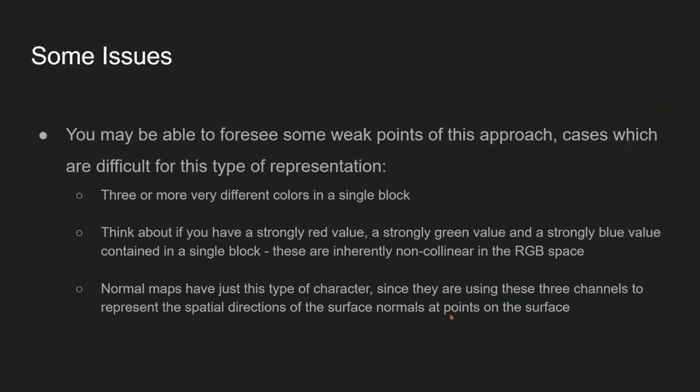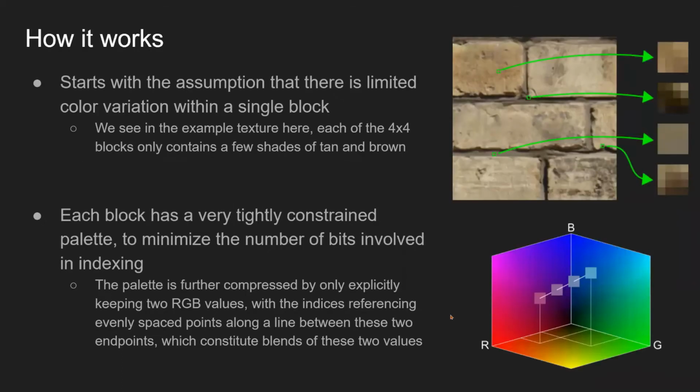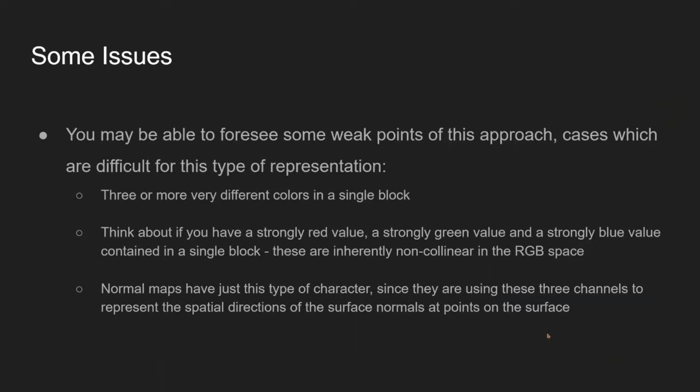So as you can imagine, because that line is linear, you can't necessarily have strongly red, green, and blue values encoded because they don't lie on a single line in that space. So things like text or things like normal maps may have this type of issue where you're pointing in a lot of different directions. You see all three channels are being used, and that is kind of one of the places where this thing breaks down.